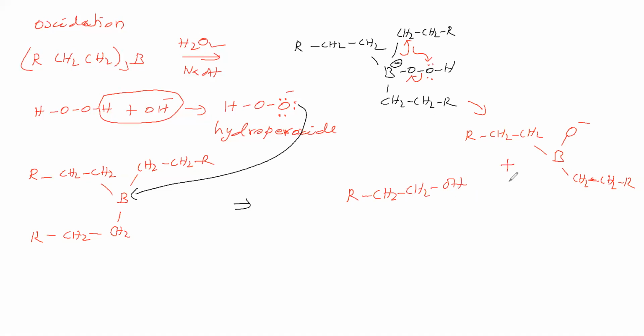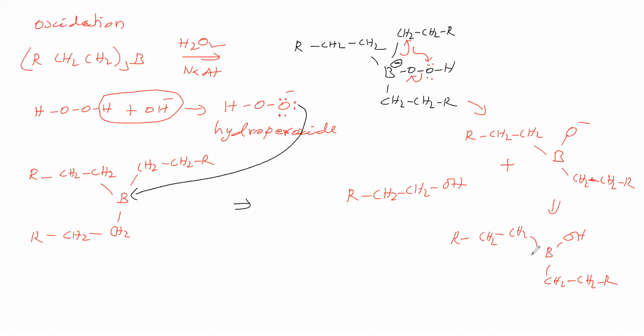Then next, this O minus takes H plus from water, therefore it becomes OH, with CH2CH2R, and here also CH2CH2R. Next step, again hydroperoxide is attacking, and then this group is converted into alcohol.